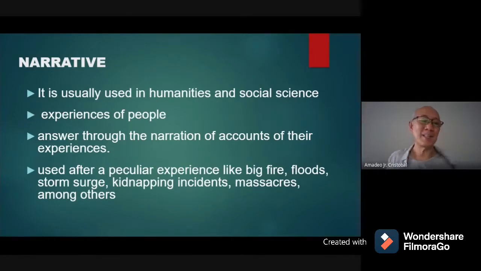Actually, I made a research in Tacloban about the effect of the storm surge on the different restaurants in the locality. But I did not choose narrative. I think I used phenomenology, but narrative can also be used. Then we have kidnapping incidents, massacres, among others. These are examples of peculiar experiences wherein the narrative design or narrative method can be used in research.